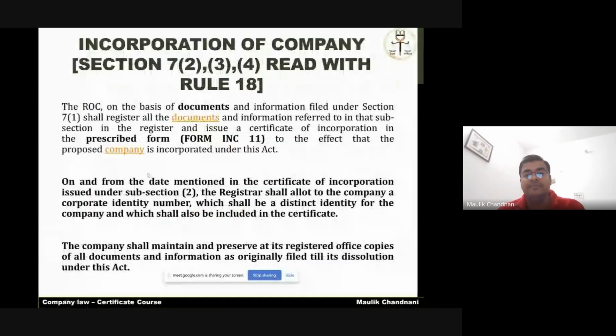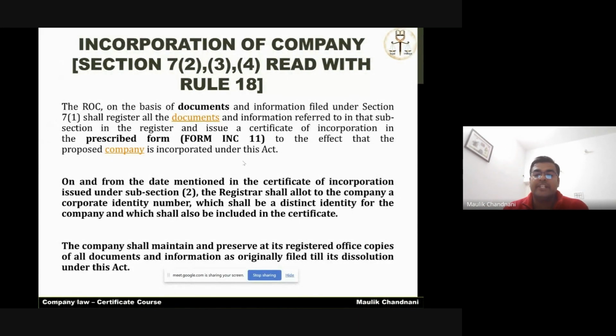So far, so okay? Under subsections 2, 3, and 4, read with Rule 18, these documents will be filed with the ROC under section 7, subsection 1. And after carefully analyzing all the documents, the ROC, that is the MCA, will digitally issue you the certificate of incorporation. The format of the certificate of incorporation is given under INC 11. This is not a form which you need to file. This is a format in which the ROC will issue you the incorporation certificate.